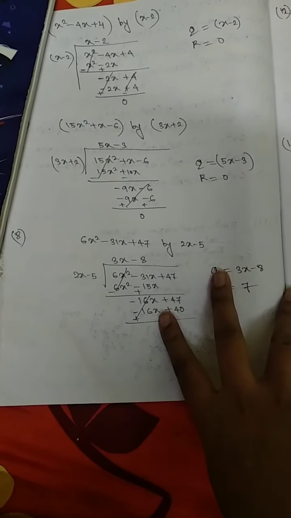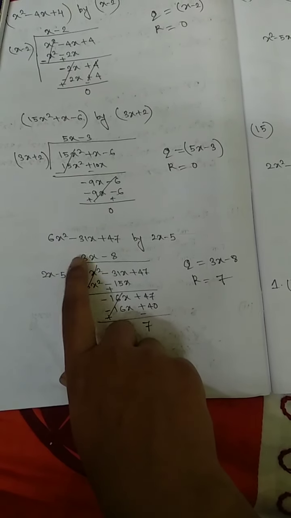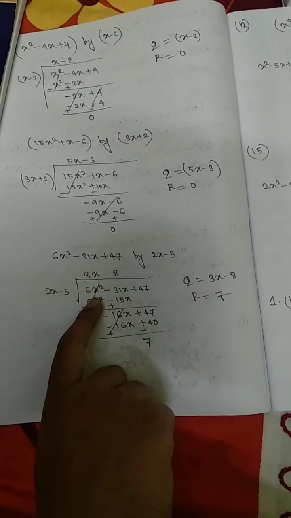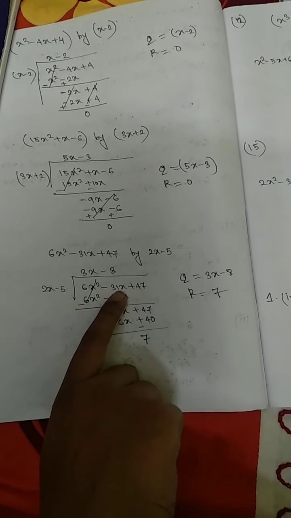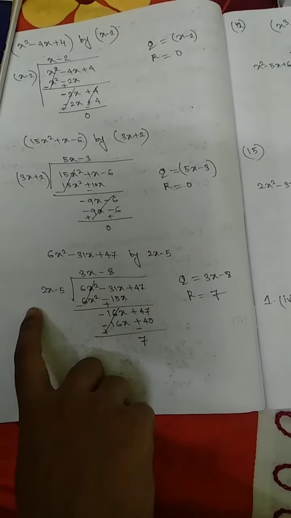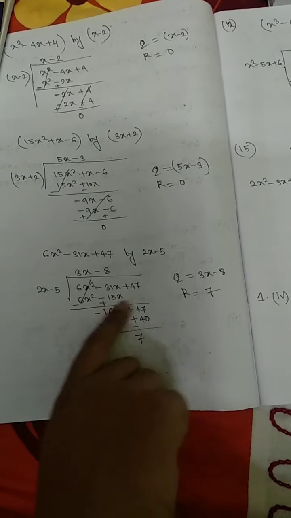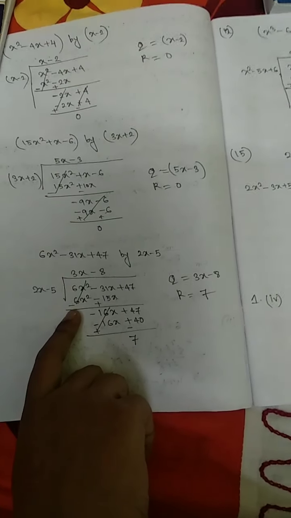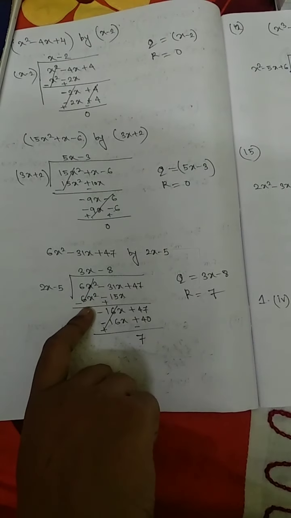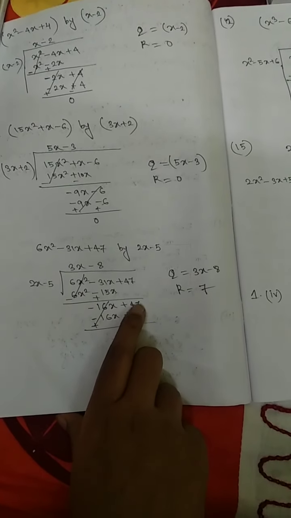Now let's see sum number 8. 6x square minus 31x plus 47 by 2x minus 5. So first see the first two terms, 6x square minus 31x. So if we multiply 2x minus 5 with 3x, then we will get 6x square minus 15x. Again the sign will be changed. So plus will be minus and minus will be plus. So plus 6x square and minus 6x square will be cancelled out. And after doing the subtractions, we will get minus 16x plus 47.